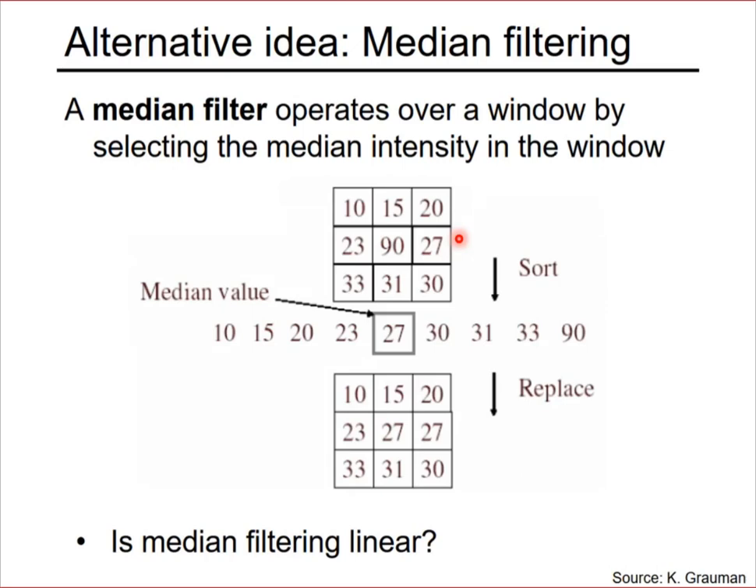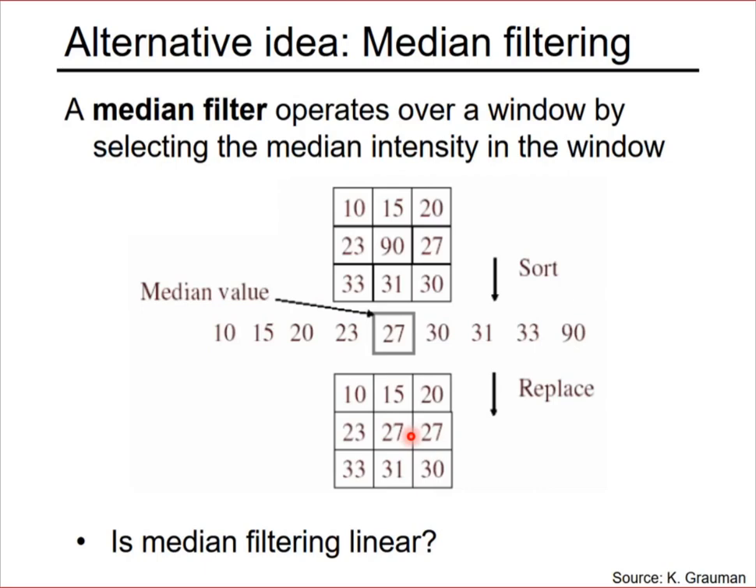So for non-linear filters, one of them is very famous, the median filter. What it means is, within the filter window, we find the median value. For example, for this patch, there are 9 values and we sort them out. The smallest is 10 and the largest one is 90. We find the median one is 27. Then we replace the value of 90 with 27.